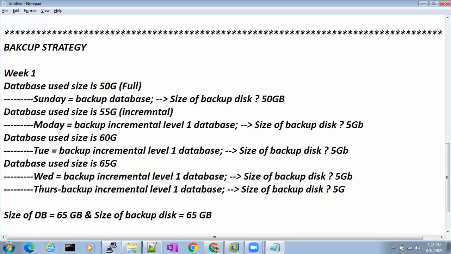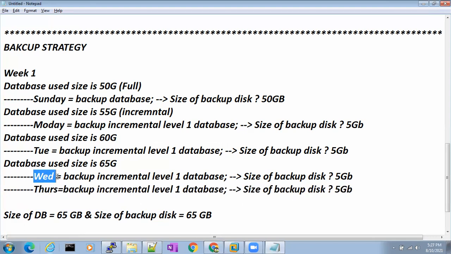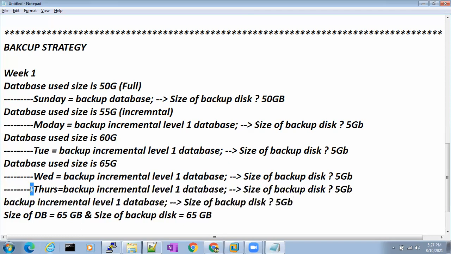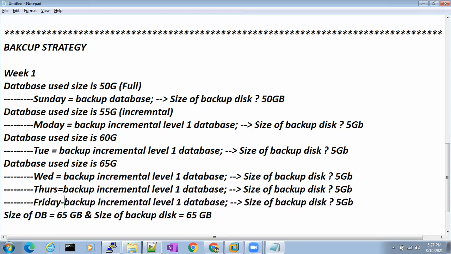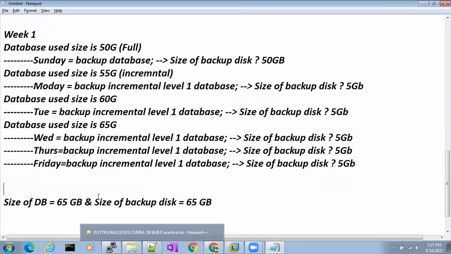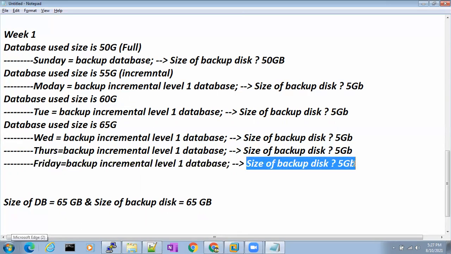Thursday again I will use incremental backup only. So what is happening on Thursday? Whatever the changes happening from Wednesday to Thursday, those changes will be backed up. Again on Friday, what backup I will use? I will again use incremental backup. On Friday also I will use incremental backup, which means whatever the changes happened between Thursday to Friday, only those will be backed up.